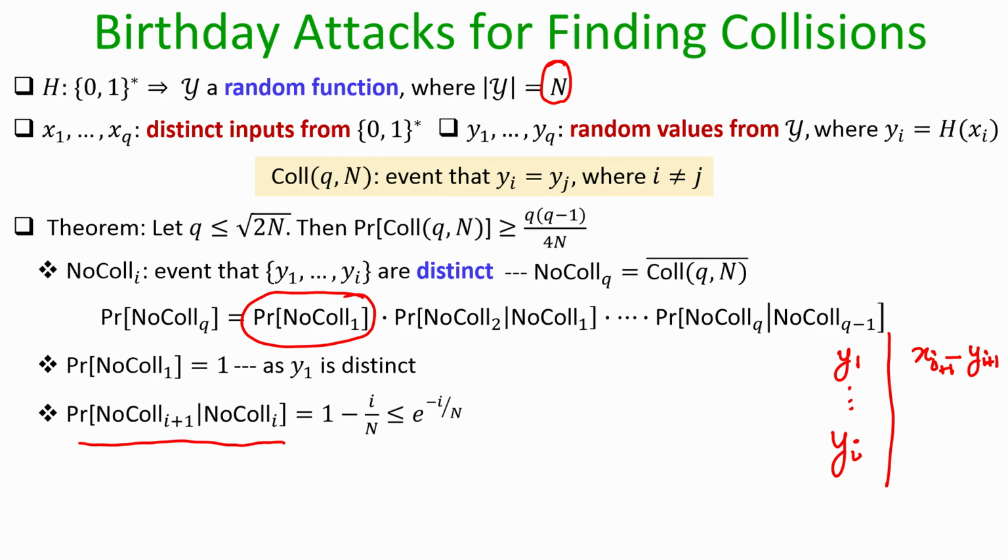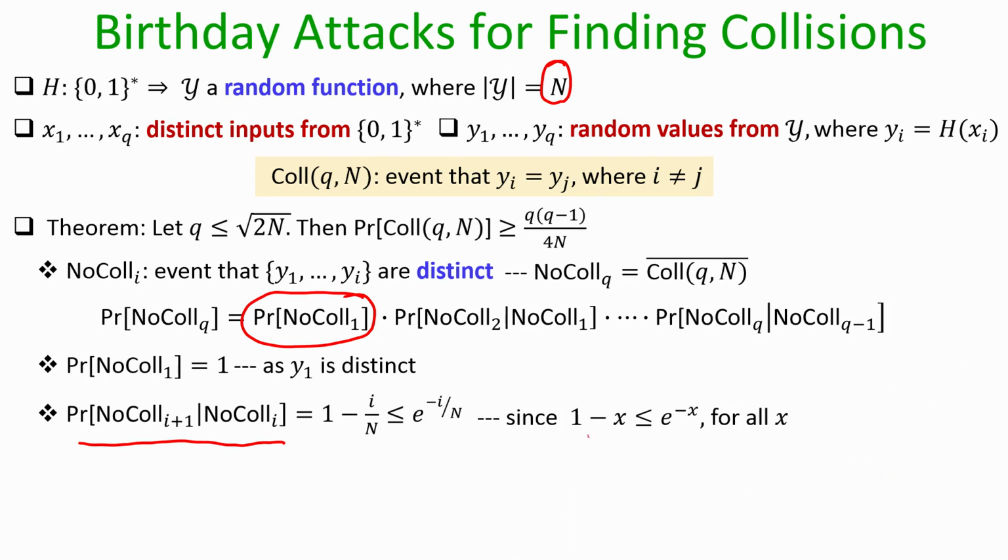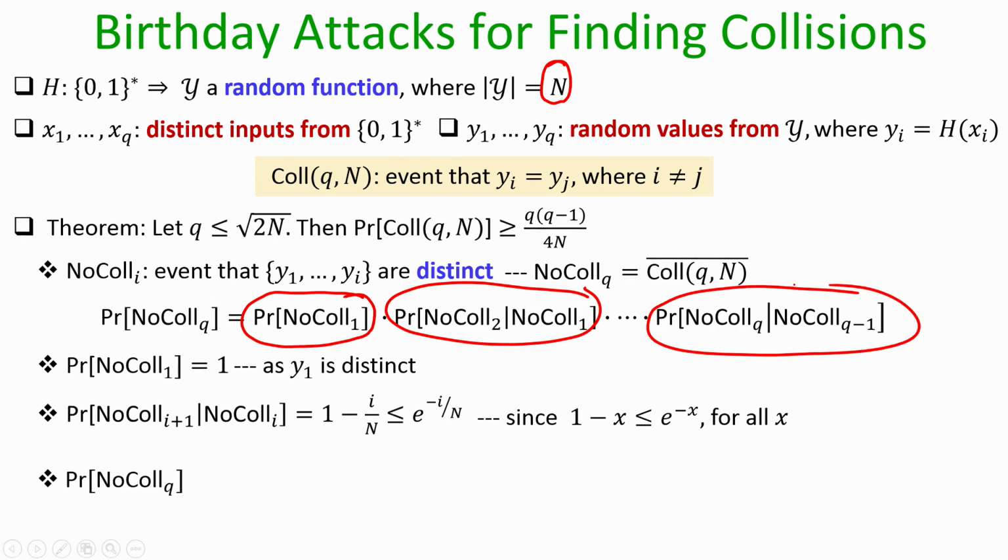And I can always replace this 1 minus i over n by e to the power minus i over n, and this comes from your basic inequality, the fact that 1 minus x can always be upper bounded by e to the power minus x for all x. So, now I know the value of each of the terms on my right hand side, that is what I have derived. What I have to do is just substitute here. So, I obtain that the probability that the event NoCol_q occurs is the product of these entities.